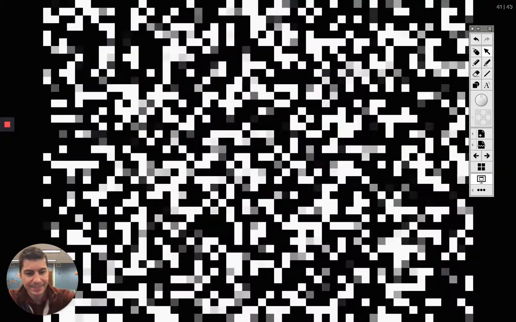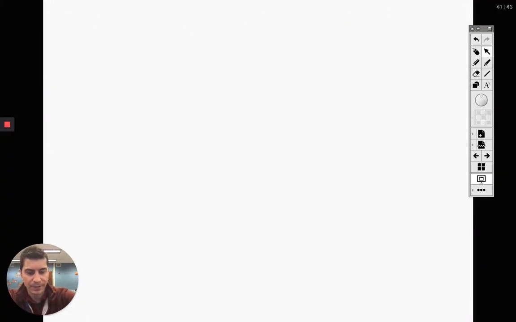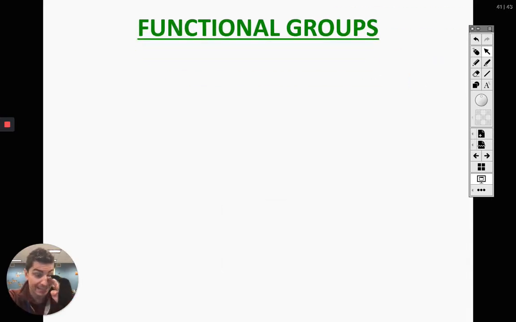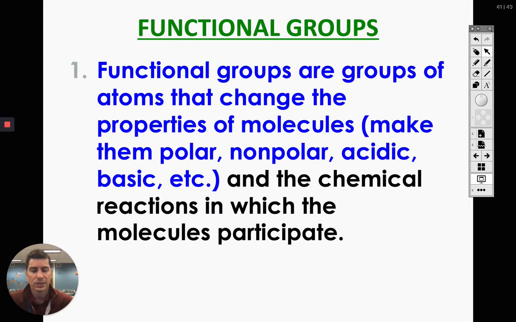All right, guys, so last time we went over our lovely hydrocarbons. We learned how to make hydrocarbons, and today we are going to go over adding things to the hydrocarbons. So these are going to be called functional groups. This is when we add things to our hydrocarbon.